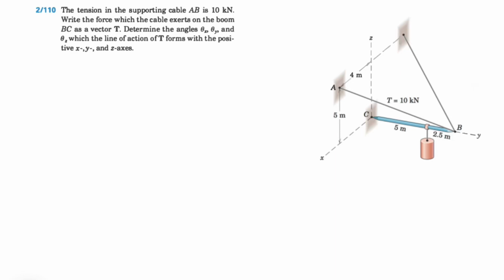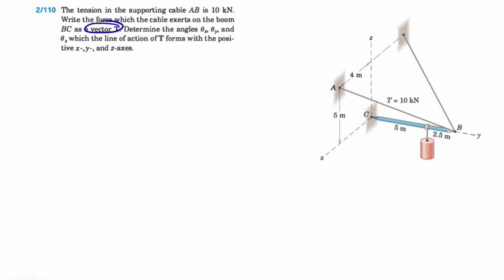Alright guys, welcome back. We're going to be solving another question from the second chapter of the Meriam textbook, question 110, and we know the tension in the supporting cable AB is 10 kilonewtons. We need to write the force which the cable exerts on the boom BC as a vector T, and we also need to determine the angles theta x, theta y, and theta z, which the line of action of T forms with the positive xyz axis.